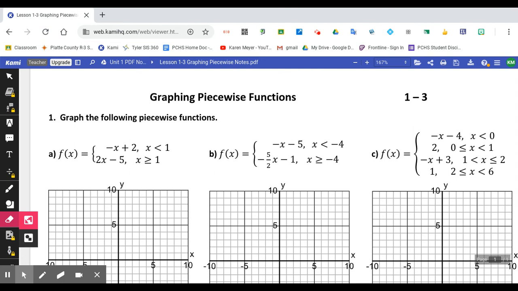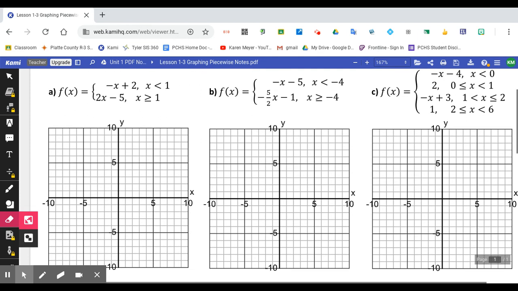We're going to be talking about how to graph piecewise functions. So if we look at our first example, it has two parts. On the top, it has negative x plus 2, comma, x is less than 1. The negative x plus 2, that's going to be a line that we're going to graph.